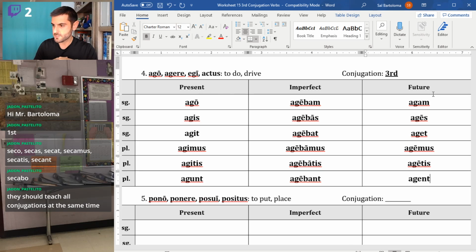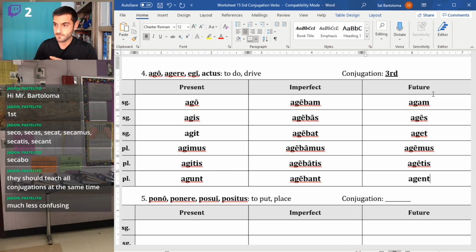Teach all conjugations at the same time. That's basically, if they did that in sixth grade, I think it would be a little bit easier. But I know that we kind of got to go one at a time. If you guys had learned all of them really well, then what we would have done this year is just one review of all conjugations all at the same time. But unfortunately, that really didn't happen.